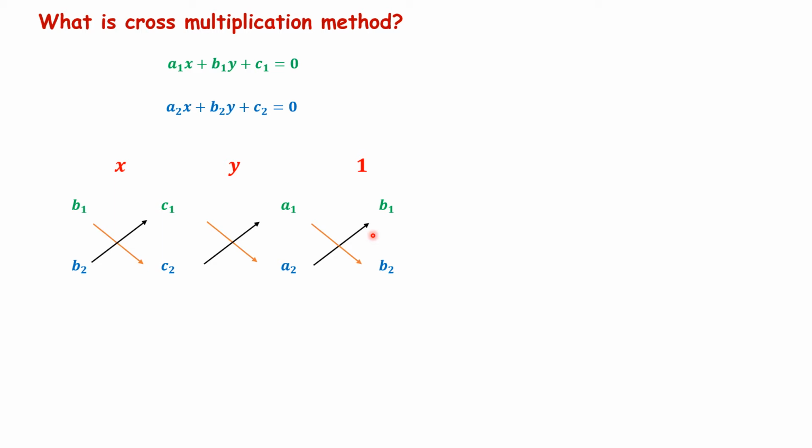After cross multiplying, what will you do? Again have that heading x, y, 1. Under that you write the difference of their products in the same order. So under x what do we have to write? The difference of these products, b1 c2 minus b2 c1. This product has to be written first minus this product. Similarly under y what will you write? It is c1 a2 minus c2 a1. Very good. Now under 1 what will you write? a1 b2 minus a2 b1.